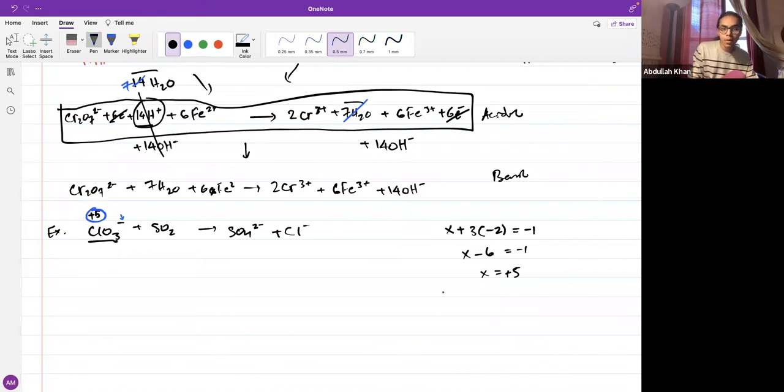Let's do the same game with SO2. Sulfur is X. There's 2 oxygens. It's a neutral thing, so equals 0. X equals +4. Great. I'm only going to look at +4 now. Same thing with sulfate. X plus 4 times -2 for oxygens equals an overall charge of -2. So X minus 8 is -2.